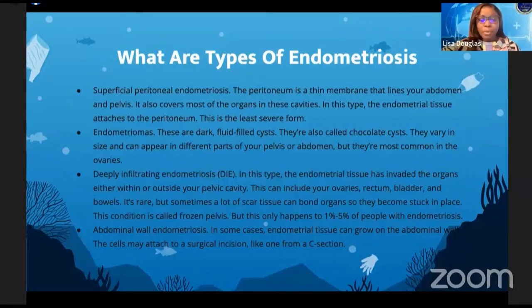The abdominal wall endometriosis, in some cases, endometrial tissue can grow on the abdominal wall. The cells may attach to a surgical incision, like one from a C-section.